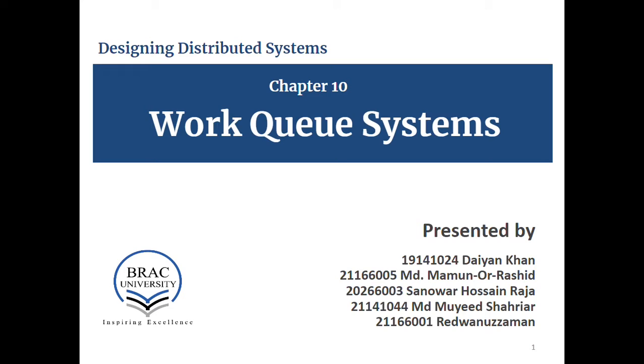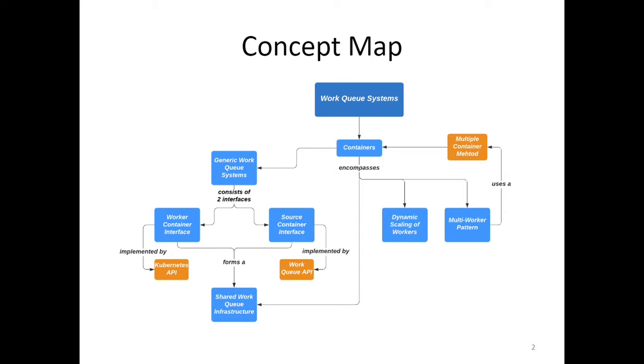Of a book named Designing Distributed Systems, and the name of the chapter is Work Queue Systems. As you can see, this is the concept map of our chapter.